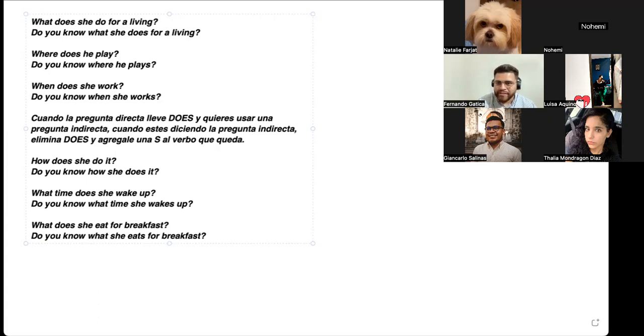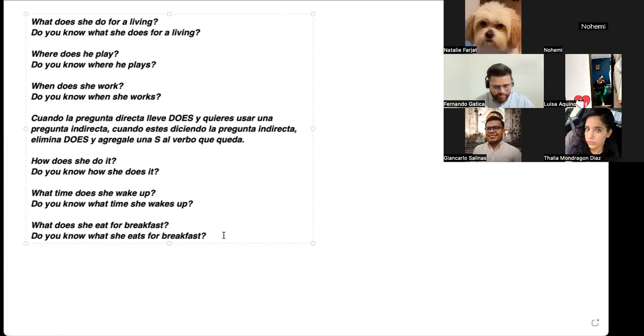Onda confirmada. Mr. Gatica, porque en la primera sí permanece el do, y en las otras dos ya no. Excellent question. ¿Cuál es el verbo de la pregunta? Do. El verbo es do. Así que sería, do you know how she do it? Pero no puede decir how she do it. Sería how she does it. Es decir, el otro verbo. Hay dos verbos en la pregunta directa: does y el verbo principal. El verbo principal sí se queda, y ya solo al verbo principal le agregas una S.